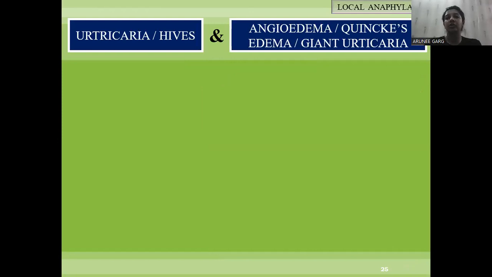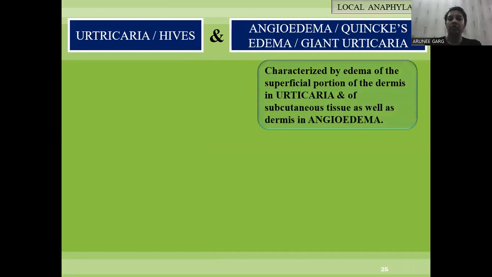Urticaria and angioedema. They are both also hypersensitivity reactions. Urticaria is characterized by edema of the superficial portion of the dermis, and angioedema by edema of the subcutaneous tissue as well as the dermis. Urticaria is just the edema in the superficial portion, whereas in angioedema, it is also of the subcutaneous tissue along with the dermis. Angioedema is also known as Quincke's edema or giant urticaria.